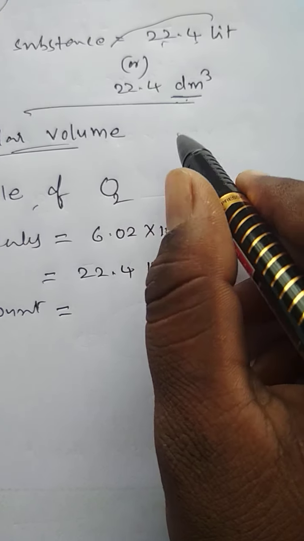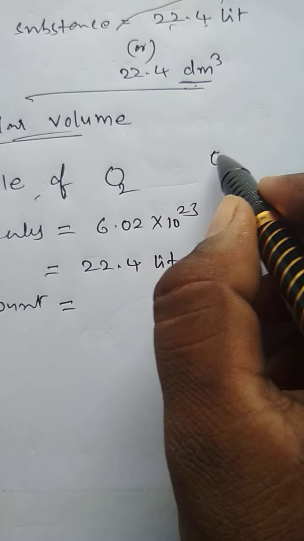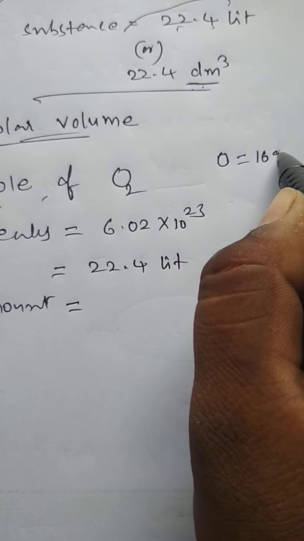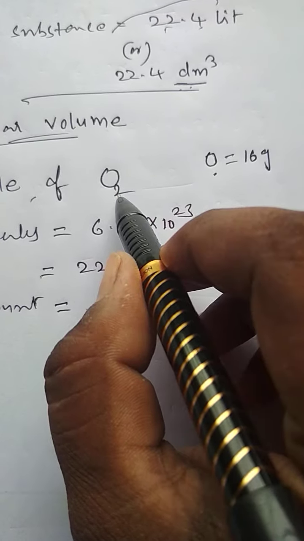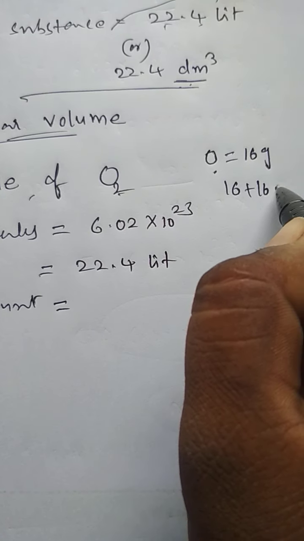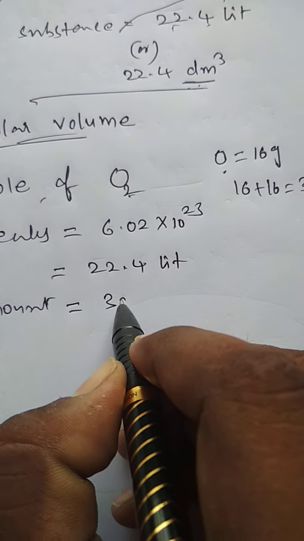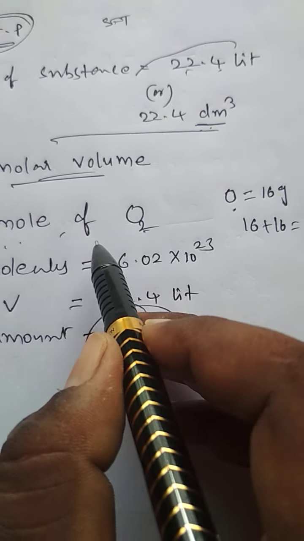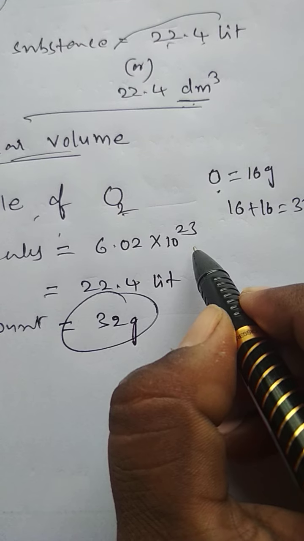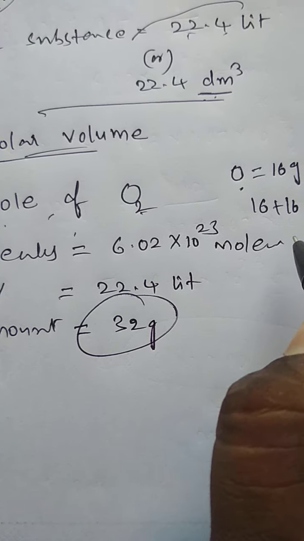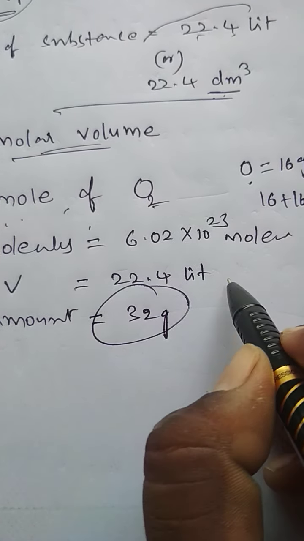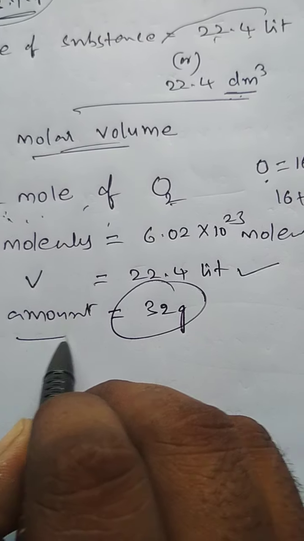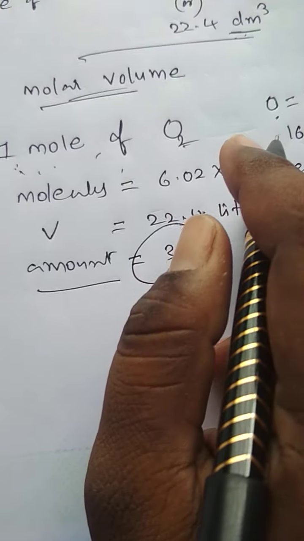In the last class we discussed the atomic weight. What is the atomic weight of oxygen? 16 grams. What is the molecular weight of O2? 16 plus 16, that is equal to 32 grams. Okay, at STP conditions, 1 mole of oxygen molecules contains 6.02 × 10^23 molecules, occupies the volume 22.4 liters and has the weight 32 grams.